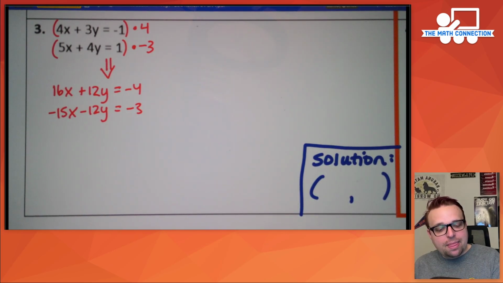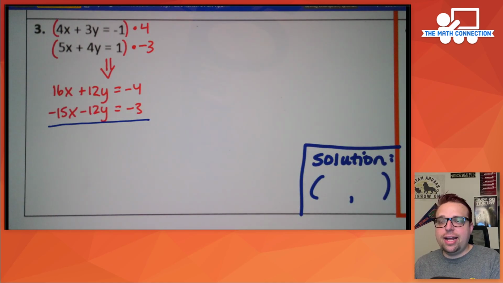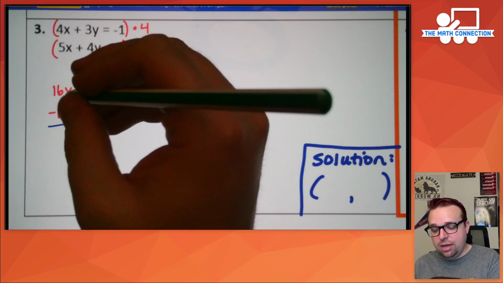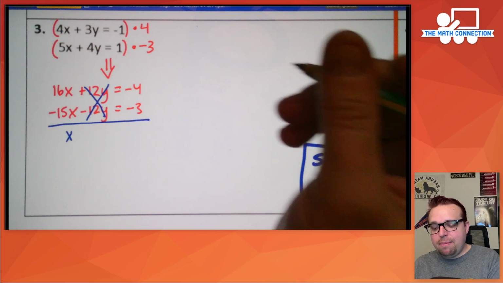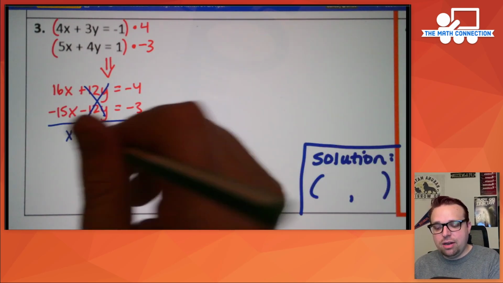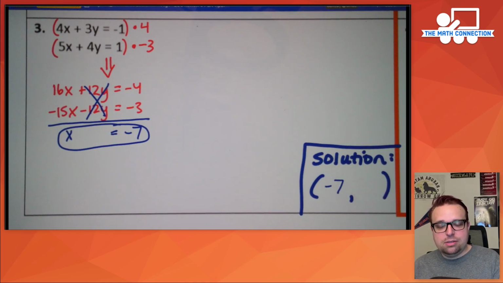Now I can combine them because the y's will cancel. So when I combine, I'm just adding up and down across the equations. 16 minus 15 is 1x. 12y minus 12y cancels out, and this just becomes negative 7. So guess what? x is negative 7. Solved. Now I need to take this and plug it into an original equation.